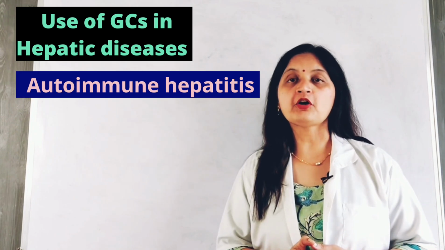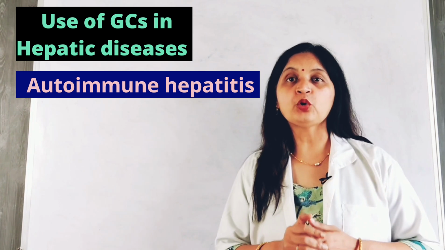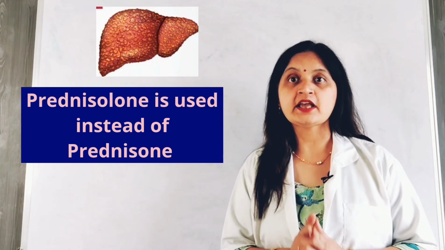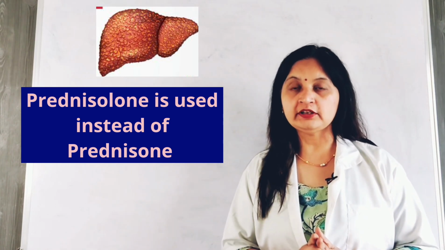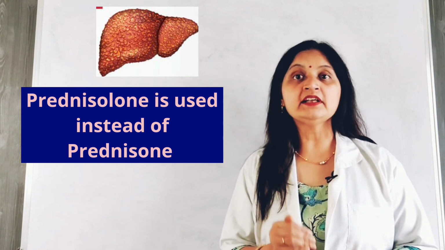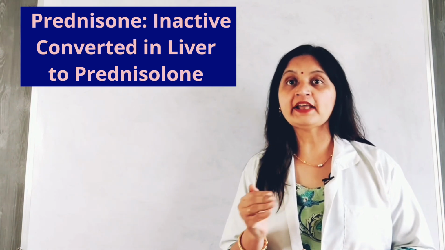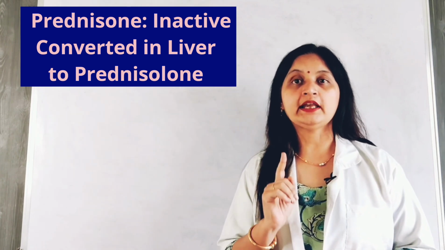Next is the use of glucocorticoids in hepatic diseases. Glucocorticoids are of benefit in liver diseases such as autoimmune hepatitis, where 80% of the patients undergo histological remission. It is to be noted that in the setting of liver disease, prednisolone should be used instead of prednisone. This is because prednisone is an inactive drug and it requires conversion into the active form, prednisolone, in the liver. If the liver is not functioning, the conversion of prednisone to prednisolone will not happen. Therefore, it is better to administer prednisolone instead of prednisone in severe liver disease.